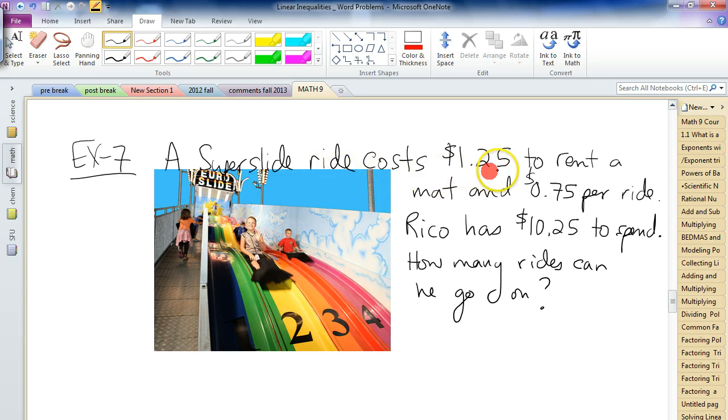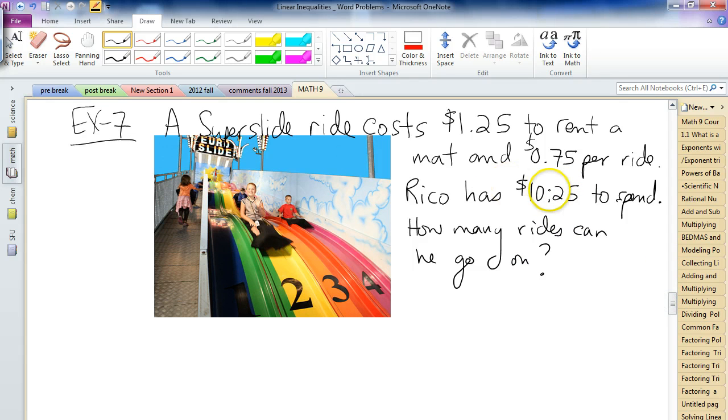The super slide ride costs $1.25 to rent the mat and 75 cents per ride. So for the mat, you just pay $1.25, and then for each ride you go on, you pay 75 cents. Now Rico really loves his super slide rides. He's got $10.25 that are just burning a hole in his pocket. They're really bugging him, and he wants to spend all that money on this super slide ride. How many rides can he go on if he spends the maximum $10.25?